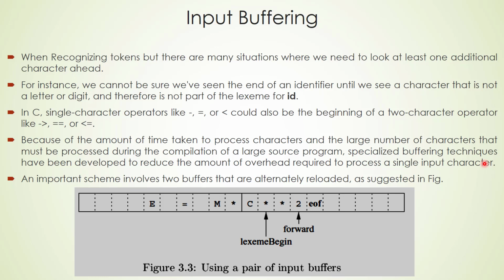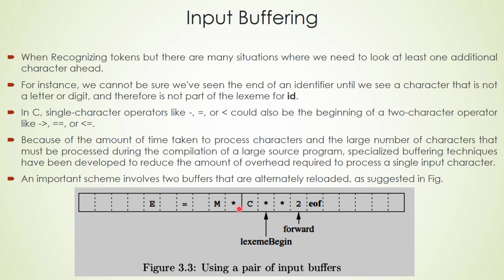So a large number of characters can be considered as a string or a large text value. We have to process this text, meaning the source program, character by character. So we need a large amount of time, and to speed up the processing, we are using some buffering techniques. An important scheme involves two buffers that are alternately reloaded, as suggested in the figure.